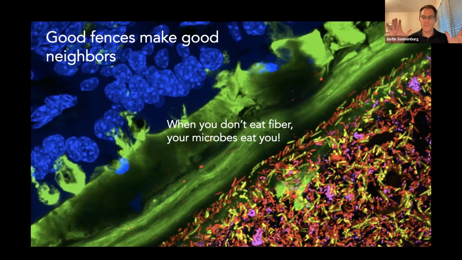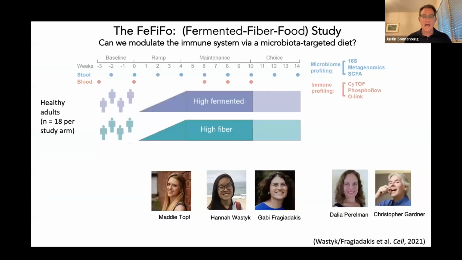We've all heard the phrase, good fences make good neighbors. That's also true for your gut microbiome. We conducted a study at Stanford in close partnership with Christopher Gardner. Dahlia Perlman was really key to getting free-living humans to eat differently. And Maddie, Hannah, and Gabby were the trainees that really propelled this work.